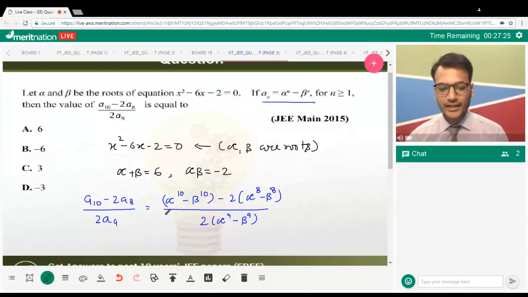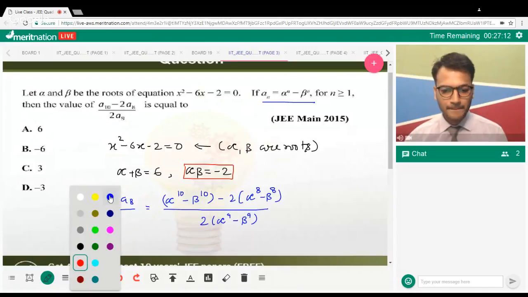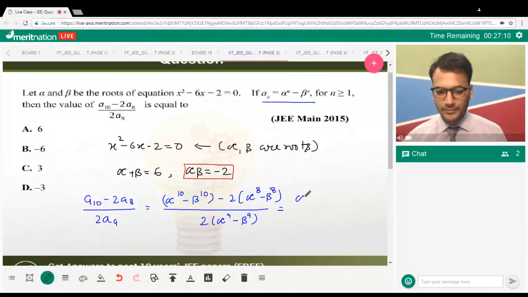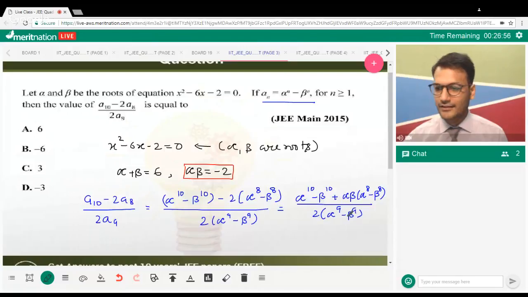What is that? I hope all of us can see this very clearly, that this alpha into beta is -2, right? Which we can see over here also, -2. So if I just replace this value alpha beta out here, let's see what we're going to get. In my opinion, we're going to be getting alpha to the power 10 minus beta to the power 10 plus alpha beta, alpha to the power 8 minus beta to the power 8, divided by twice of alpha to the power 9 minus beta to the power 9.